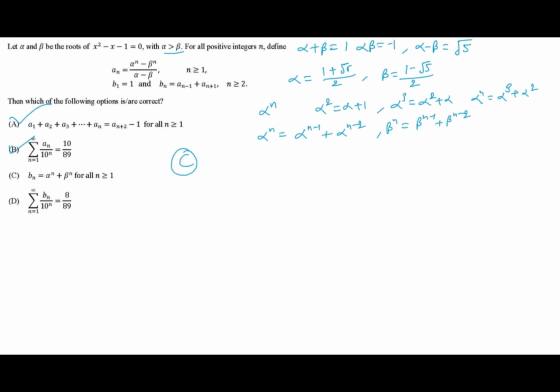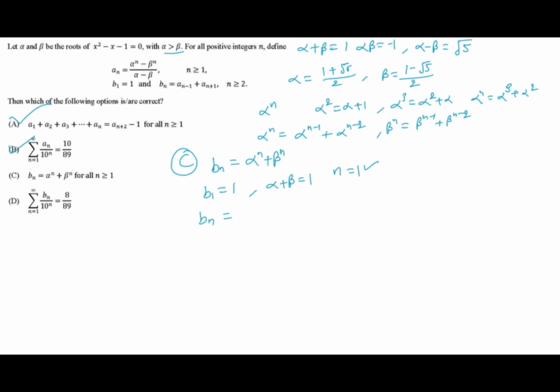Let's check option C. Option C says that Bn is equal to alpha to the power n plus beta to the power n for all n. So we'll start with n equals 1. N equals 1 means B1 equals 1. And the right hand side is alpha plus beta, which is also 1. So this is true for n equals 1. But we have to check for other n.